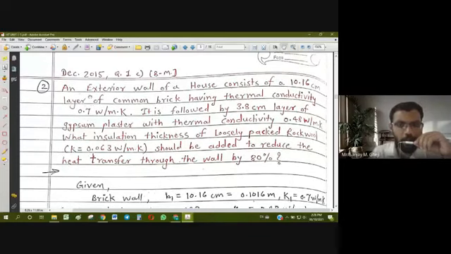Okay. The problem statement I will read out again. An exterior wall of a house consists of 10.16 centimeter layer of common brick having thermal conductivity 0.7 watt per meter Kelvin. It is followed by 3.8 centimeter layer of gypsum plaster with thermal conductivity 0.48 watt per meter Kelvin. What insulation thickness of loosely packed rock wool, its thermal conductivity is given, 0.063 watt per meter Kelvin, should be added to reduce the heat transfer through the wall by 80%.